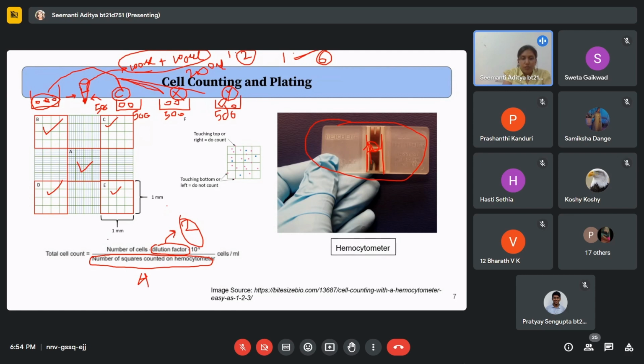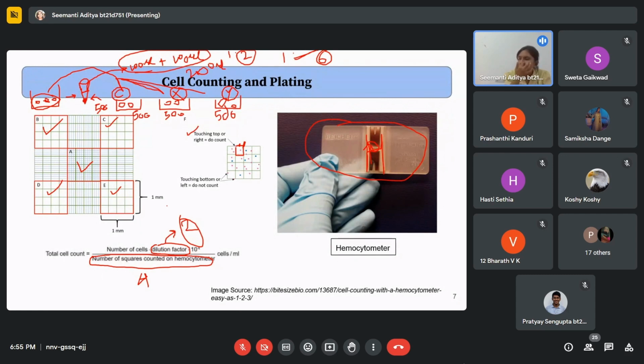Then we have to count the number of cells in each square. Suppose in this particular square you have cells present everywhere on this line. This is true for each of the grids. In each grid, if there is a cell on the top line, we have to count that cell. If it is towards the right side, that also we can count. If the cell is towards the left side, we should not count it. Also, if it is towards the bottom, that also we should not count.